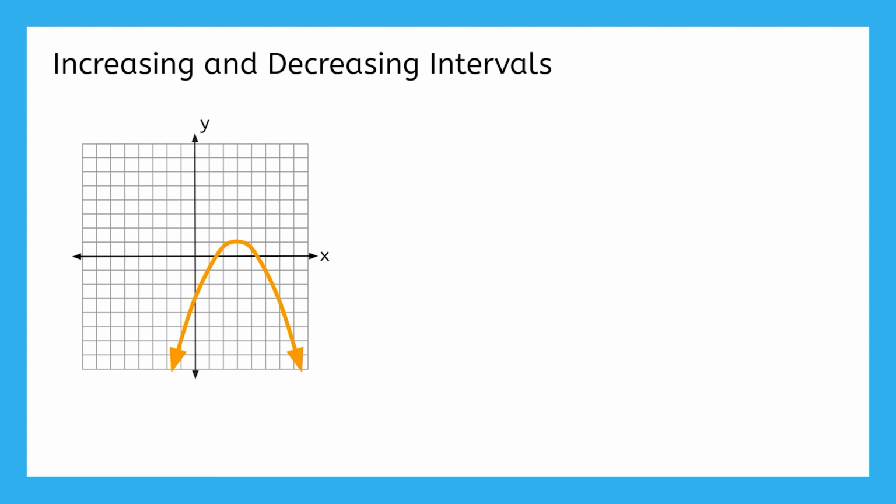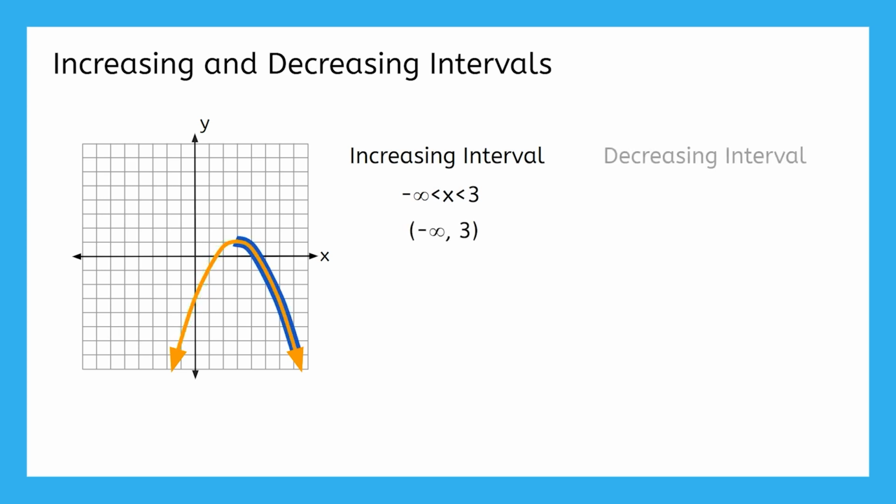The last topic from part 1 of your notes are the increasing and decreasing intervals. For the graph provided, we have an increasing interval up until an x value of 3, and then when we go past 3, this is decreasing.